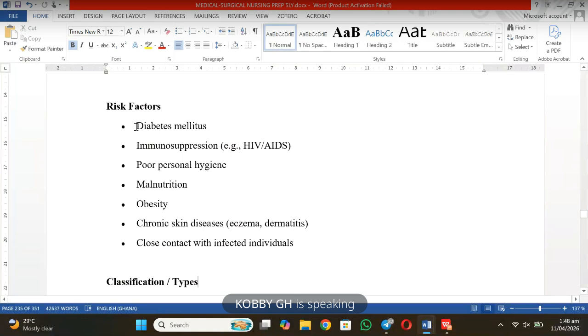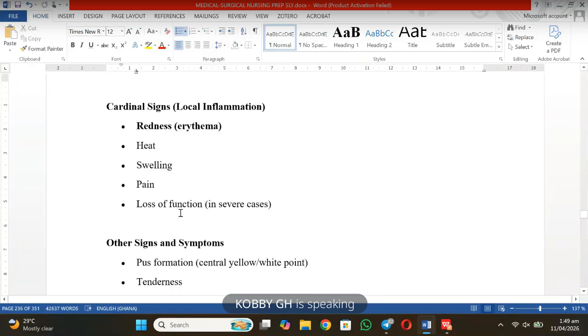Now, we have some risk factors as well, like patients with diabetes mellitus, they are at risk. Patients with a very low immune system are also at risk. Poor personal hygiene is also one of the risk factors. Malnutrition is also one of the risk factors. Obesity is also one of the risk factors. Now let's look at the cardinal signs.